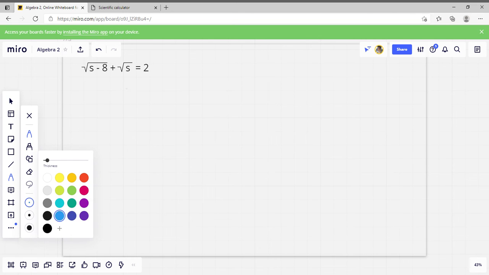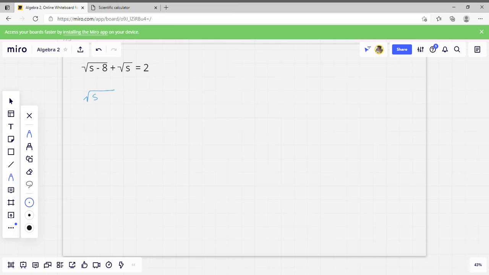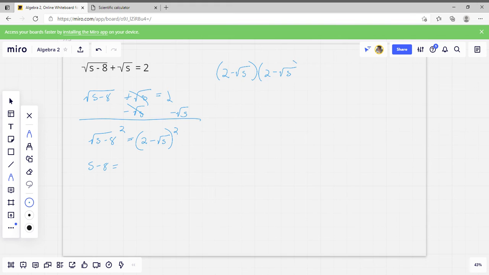Let's try one more. Alright, so it's s minus 8 plus square root of s equals 2. So first we're going to move this. Okay. And we're going to get square root of s minus 8 equals 2 minus the square root of s. And then we have to square both of these. So we're going to get s minus 8 equals, and then we got to do 2 minus square root of s times 2 minus square root of s.